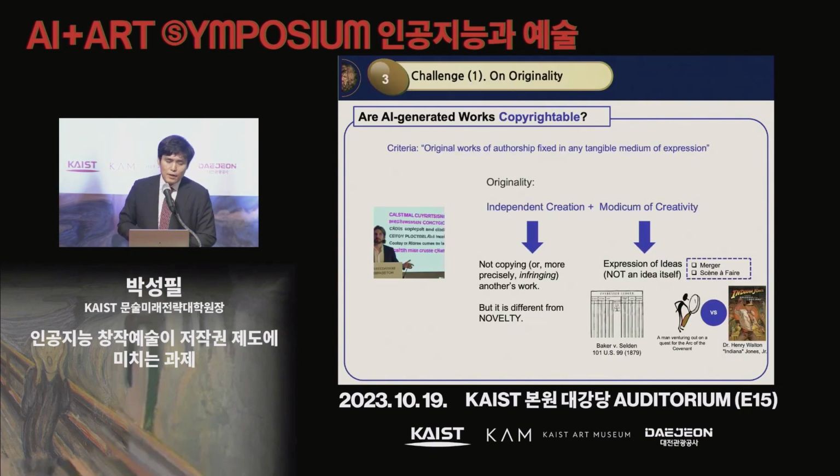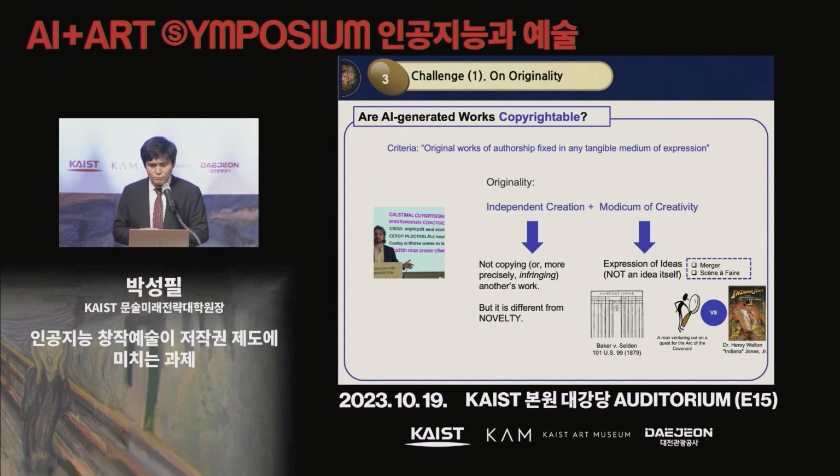Okay, first legal challenge of this generative AI is on the originality. I mean, the originality is the gist of the copyrightability, whether it is protected by copyright system. So the criteria here is the text from US Copyright Act, like original works of authorship, fixed in any tangible medium of expression.